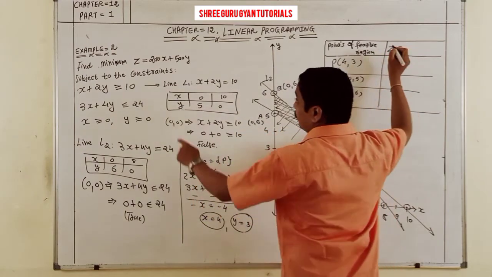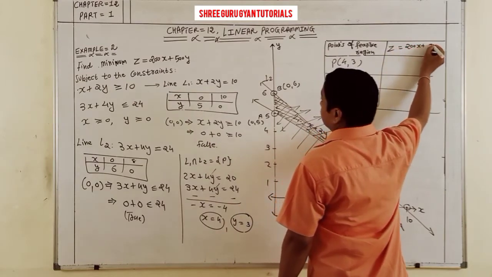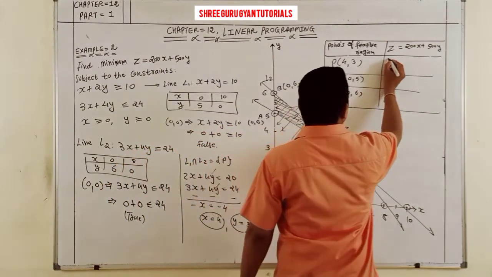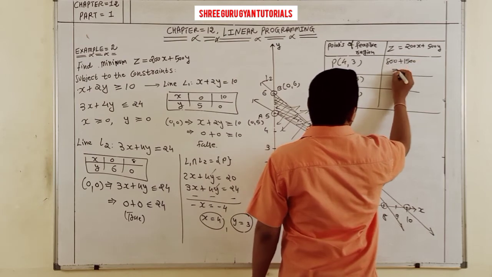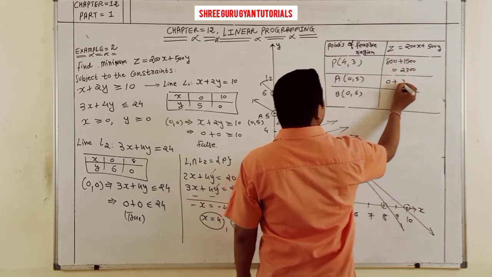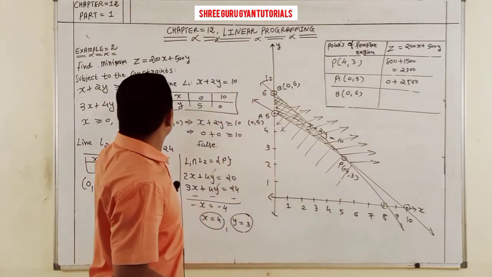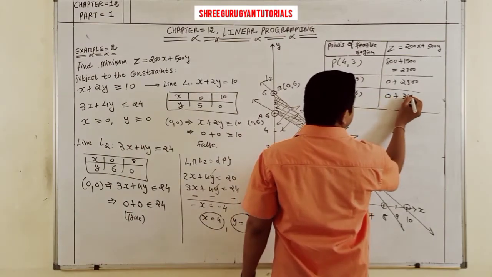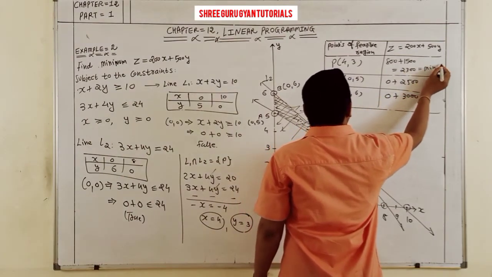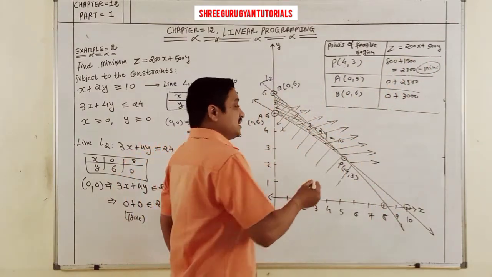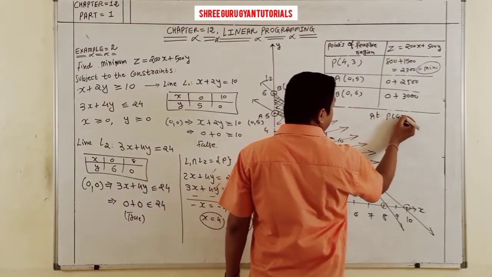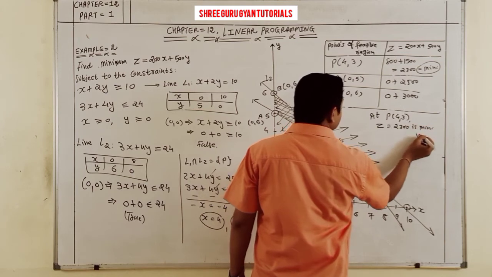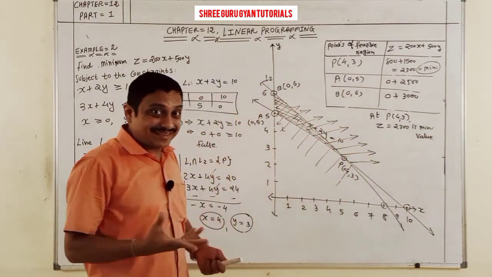And my Z is 200x plus 500y, and systematically apply their values. So 4 twos are 800 plus 5 threes are 1500. It will be 2300. Next is 0, 5 fives are 2500. I want which value? Yes, the minimum value. And next 0, 6 fives are 3000. So that's your minimum value, and that is your answer, students. So the last answer: at P, 4 comma 3, Z equals 2300 is the minimum value. If you are asking for the maximum, then 3000.